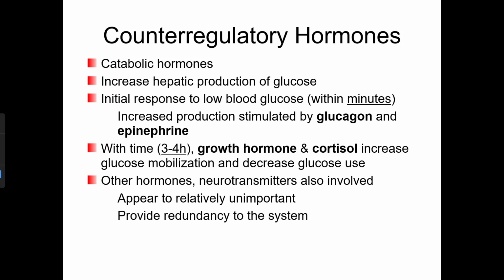The initial response to low blood glucose, within minutes, is increased production stimulated by glucagon and epinephrine. With time, or 3 to 4 hours, growth hormone and cortisol increase glucose mobilization and decrease glucose use. Other hormones and neurotransmitters are also involved. They appear to be relatively unimportant, and provide redundancy to the system.